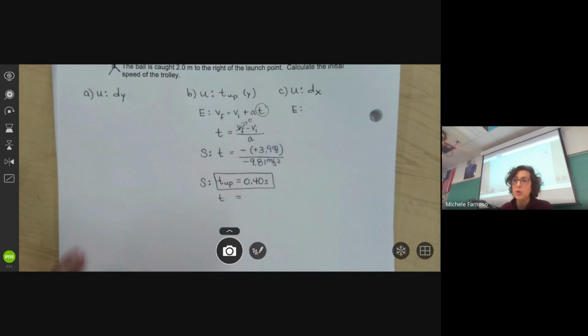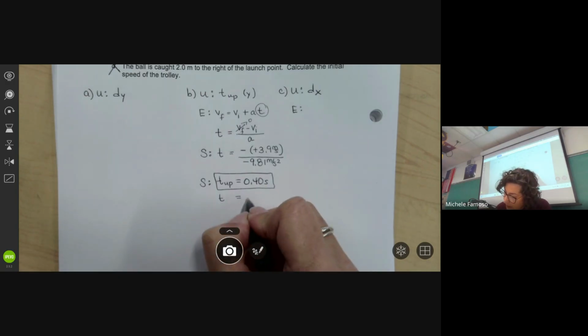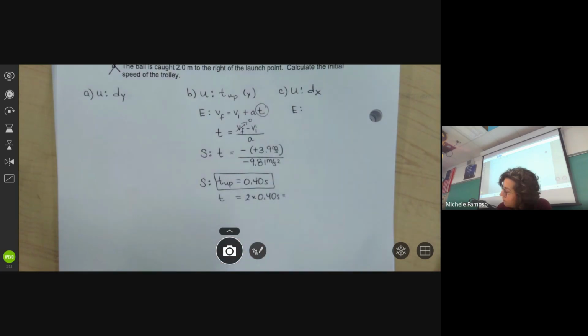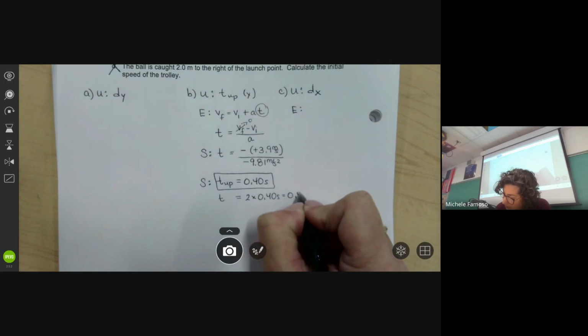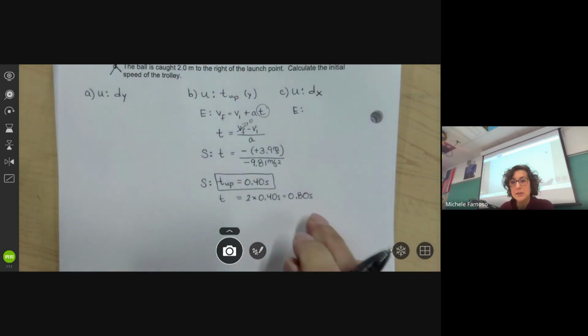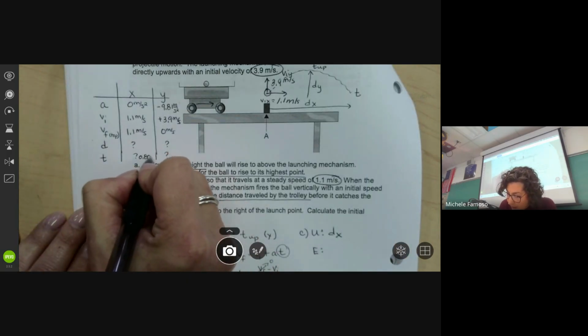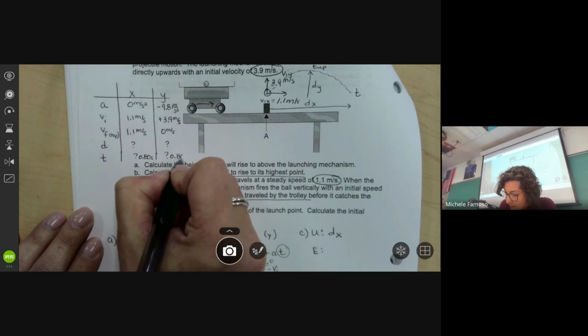What is the total time it's going to spend in the air? What do you have to do to get the total time? Lila, can you tell me? That's right. So what does that mean the total time is, Nate? Good. Okay, I'm not going to box it in. I'm just going to put it in my chart. The total time is 0.80 seconds.